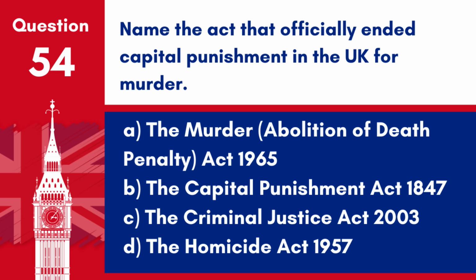Question 54. Name the act that officially ended capital punishment in the UK for murder. A. The Murder, Abolition of Death Penalty, Act 1965. B. The Capital Punishment Act 1847. C. The Criminal Justice Act 2003. D. The Homicide Act 1957. Answer: A. The Murder, Abolition of Death Penalty, Act 1965. This act suspended the death penalty for murder in the UK, effectively abolishing it.